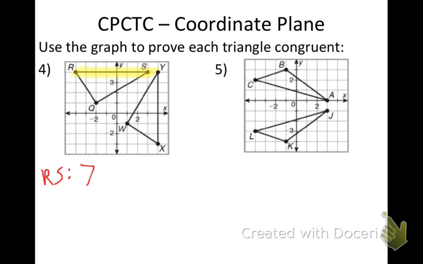Now, which one is RS probably similar to? I'm going to say YX. And what's the length of YX then, Becca? That one's 7 as well. Great. So right there, I already found 2 side lengths. Now I'm going to find another side length. Let's find RQ.